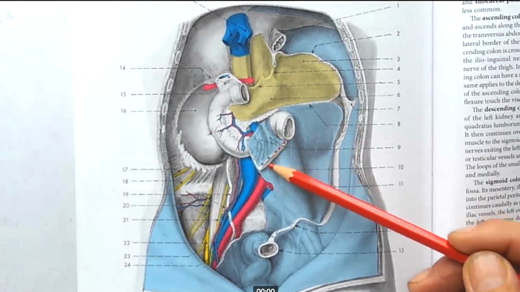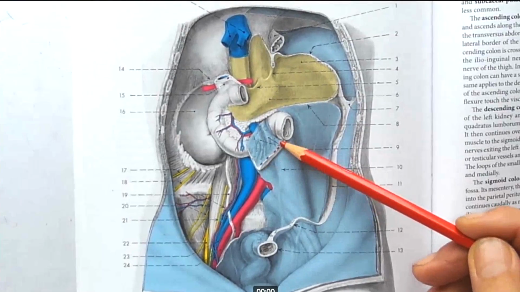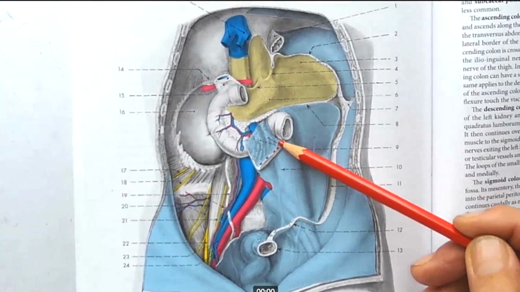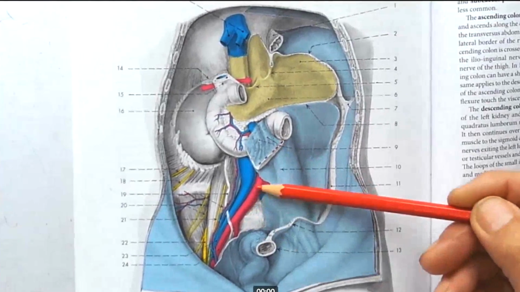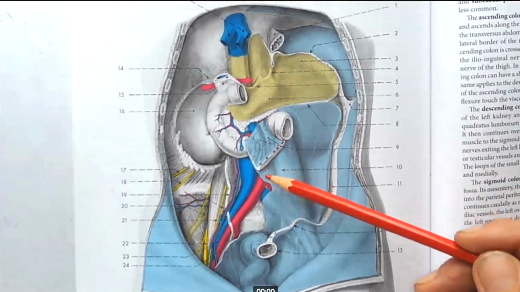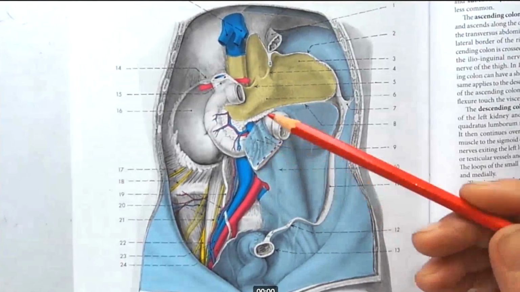The attachment is called radix, the root of the mesentery, which is attached to the posterior wall from L2 left to L4 right side. And at the same level, L4, lies the bifurcation of the aorta. This is just a skeletal projection of the structures to the skeleton.